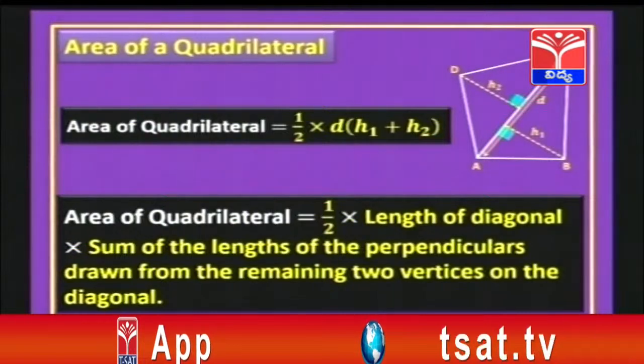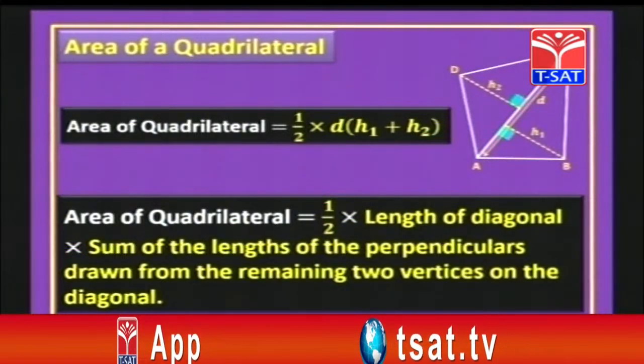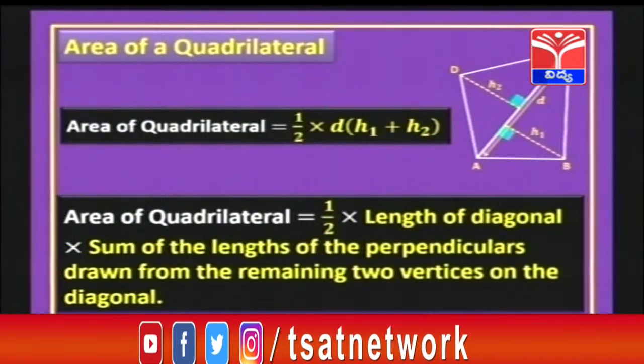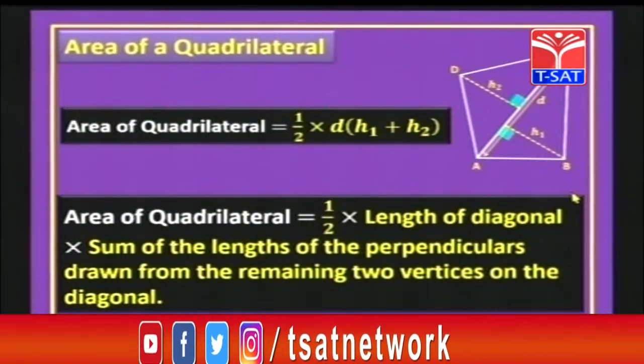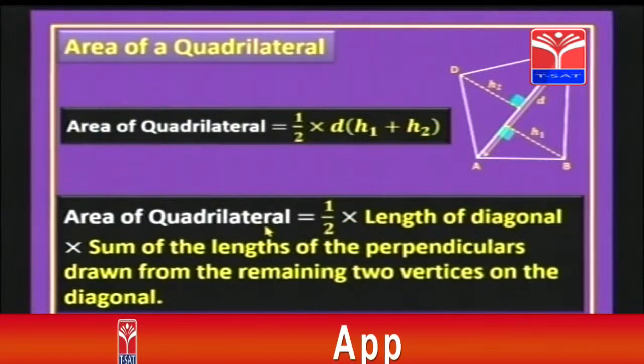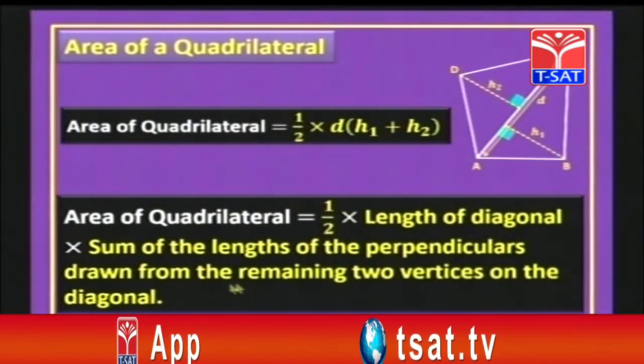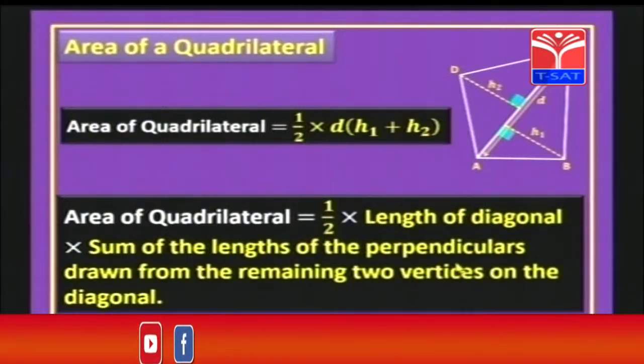Yes, it is the length of the diagonal. What are H1 and H2, children? They are the perpendiculars drawn from the vertices on the other diagonal, right? Or I can say these two are altitudes. Okay. So the area of a quadrilateral is given by half into the length of the diagonal into the sum of the lengths of the perpendiculars drawn from the remaining two vertices on the diagonal.